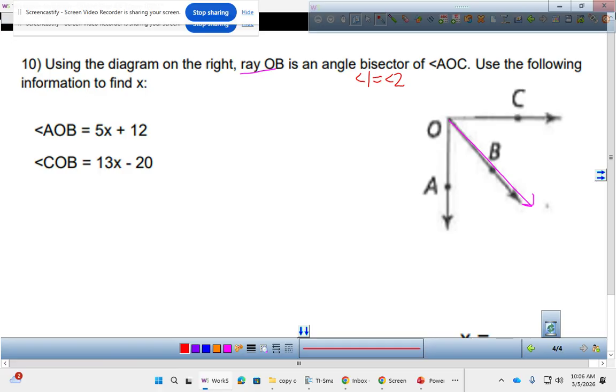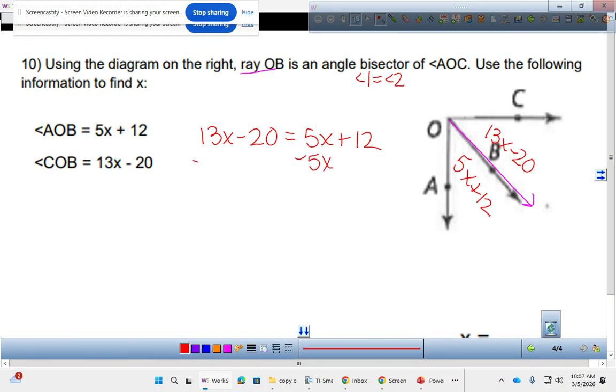Using the following information, find x. So AOB is 5x plus 12, and COB is 13x minus 20. So those two angles are equal. Okay, angle 1 equals angle 2. So I'm going to do 13x minus 20 is equal to 5x plus 12. And then I can just work my way algebraically through this problem.